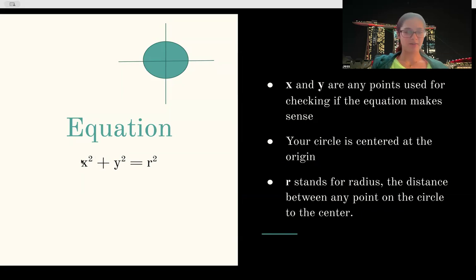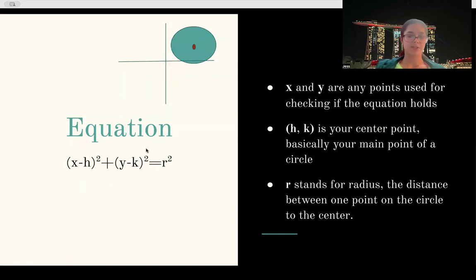So here we have one equation of a circle, and this equation is when the center is on the origin. You see, we have x and y. X and y are any points used for checking if the equation makes sense. Then we have our circle centered at the origin, 0, 0. And r stands for radius. Basically, that means the distance between any point on the circle to the center.